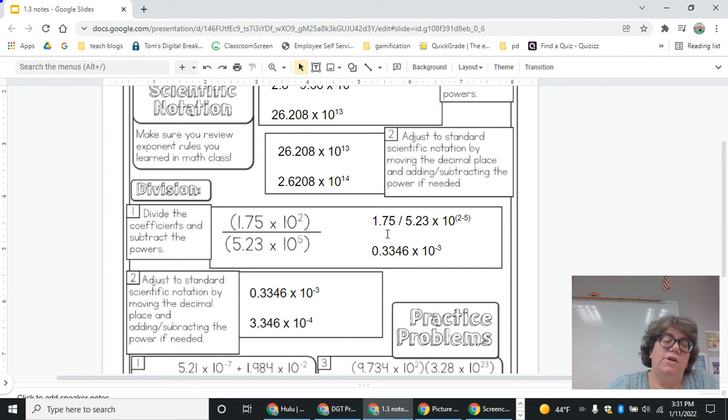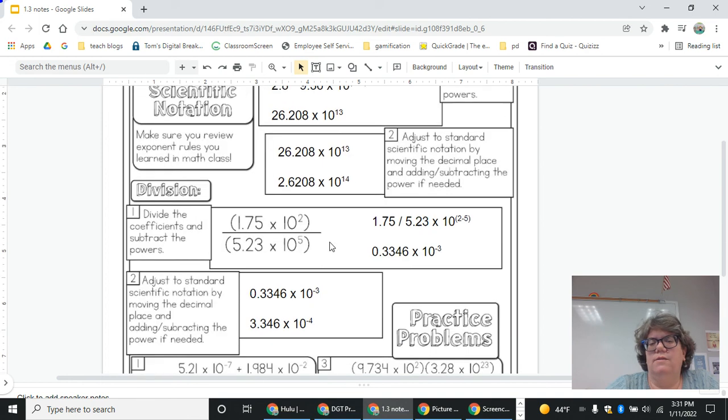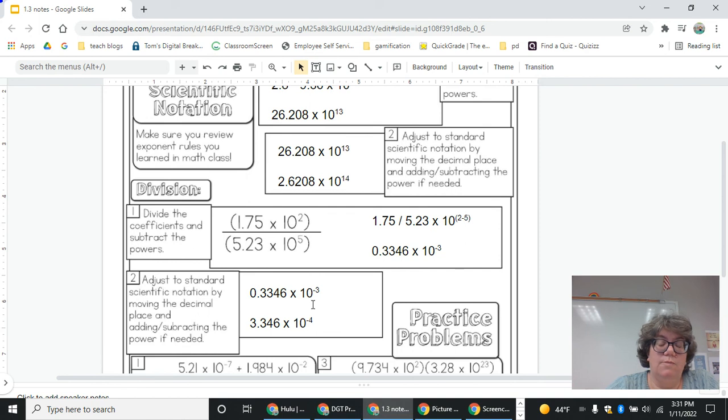Dividing, same way, just opposite, right? You divide these two coefficients, then subtract the exponents. Up here we added, down here we subtract. This should be review from exponents. So 1.75 divided by 5.23 is 0.3346, and 2 minus 5 is negative 3.